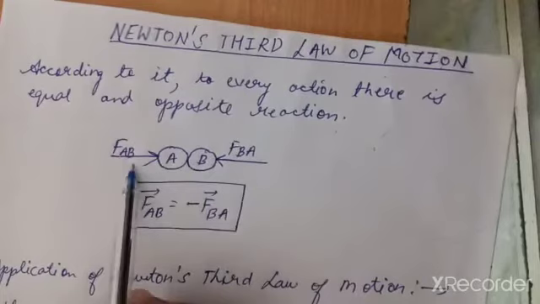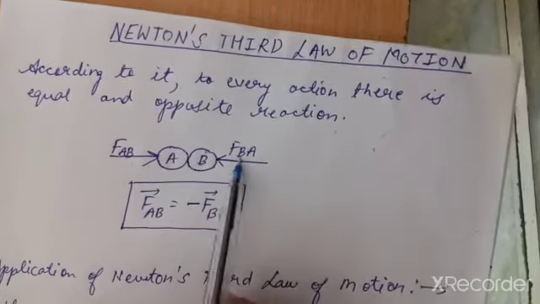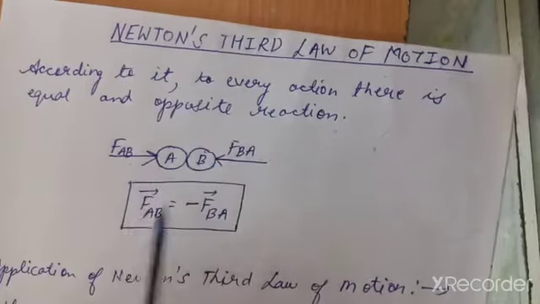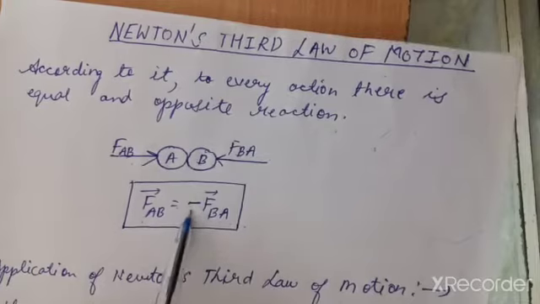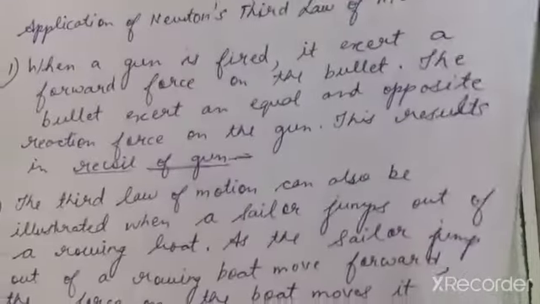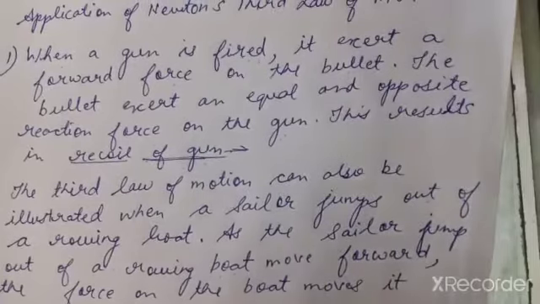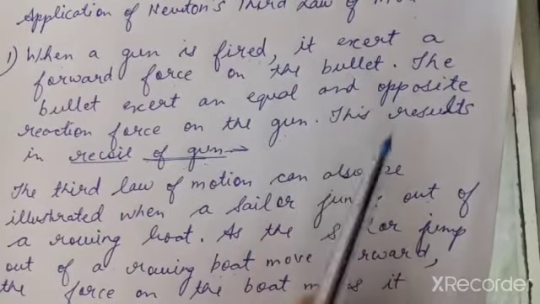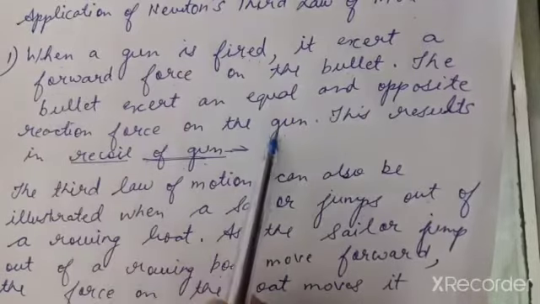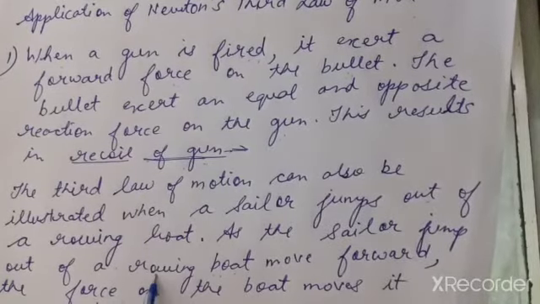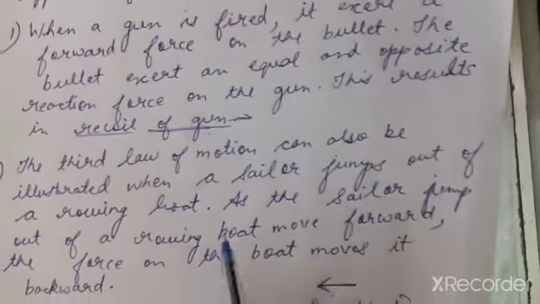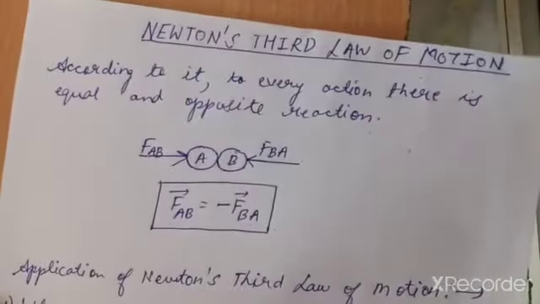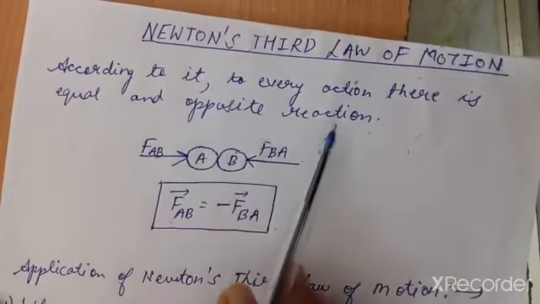Two bodies are there. FAB is the force applied by A on B, and FBA is the force applied by B on A. Both the forces are equal but opposite in direction, so we are putting the negative sign. And these two applications we have to study: when the gun is fired, it exerts a forward force on the bullet, and in turn the reaction force is exerted by the bullet on the gun. Similarly, when we come out of the boat, we push the boat, and again the boat pushes us with the same force but in the opposite direction. So this topic we have to study, Newton's third law. According to it, for every action there is an equal and opposite reaction.